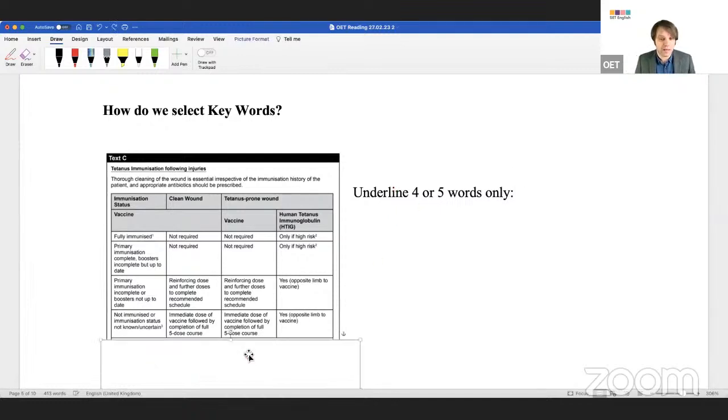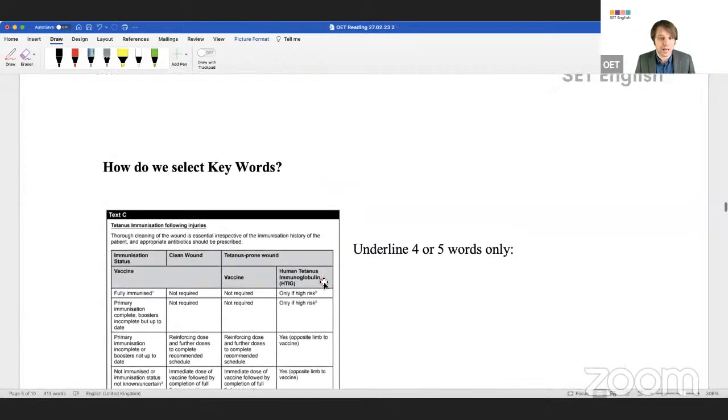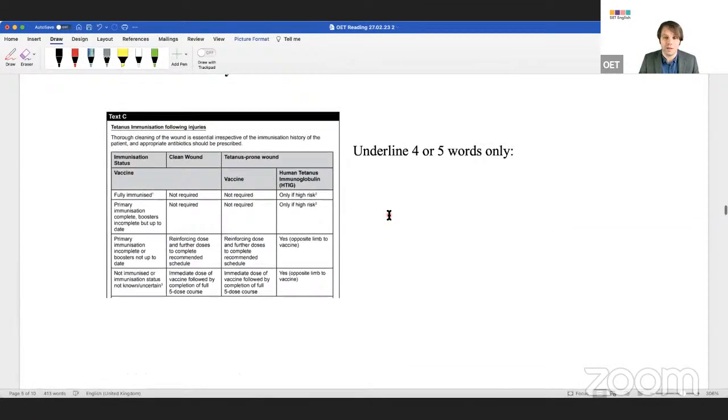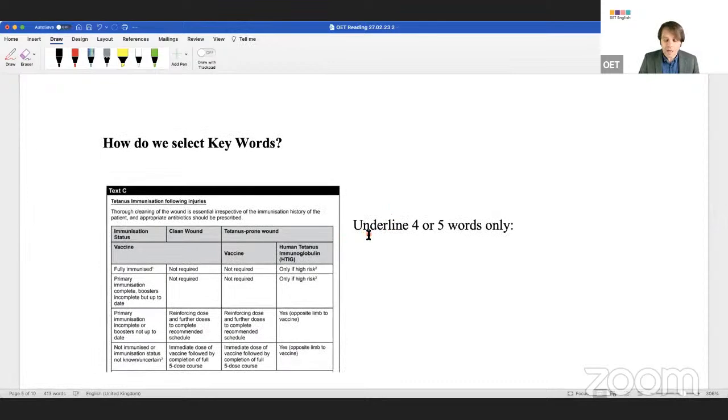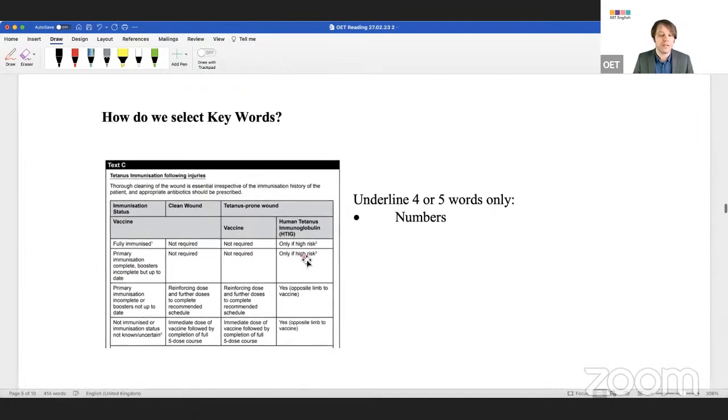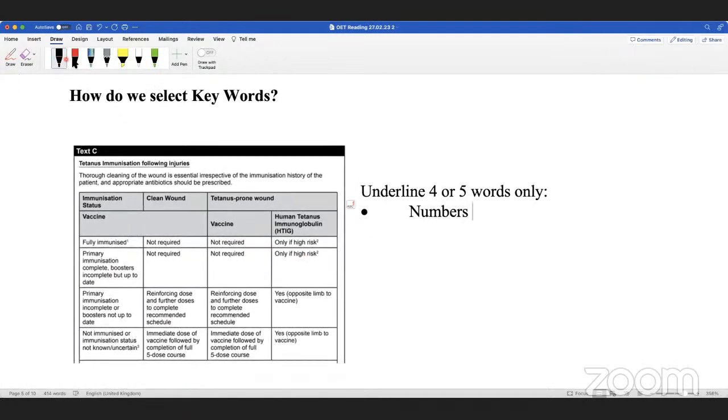Can I just be clear about that? It's not the main idea. Instead, we're looking for specific types of words. What kind of words is a good keyword in step 1? Anyone? Numbers, brackets. Stop there. Numbers. Does anyone see any numbers in this text? 5 doses. And in this test, that is actually one of the answers.